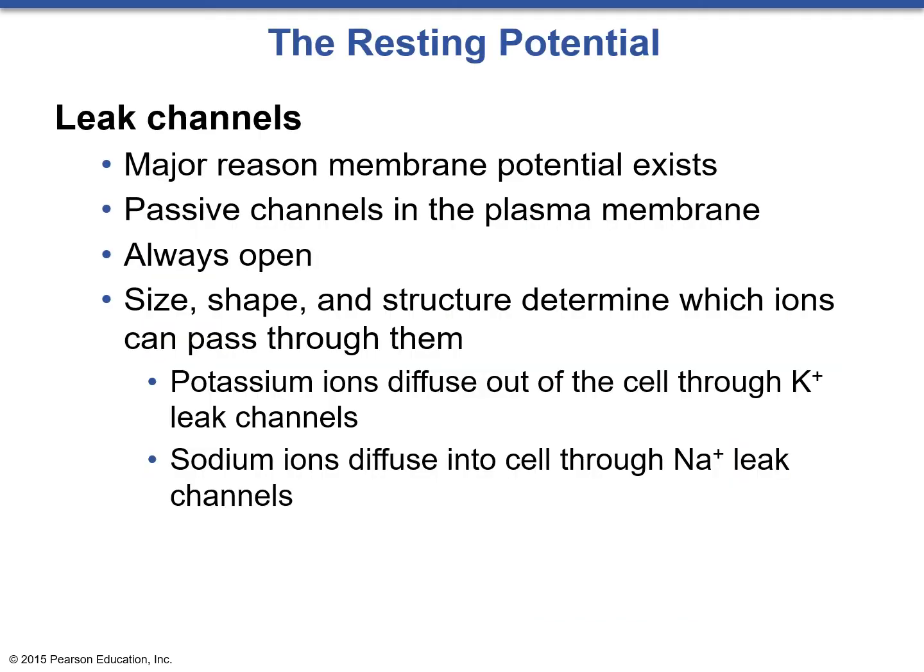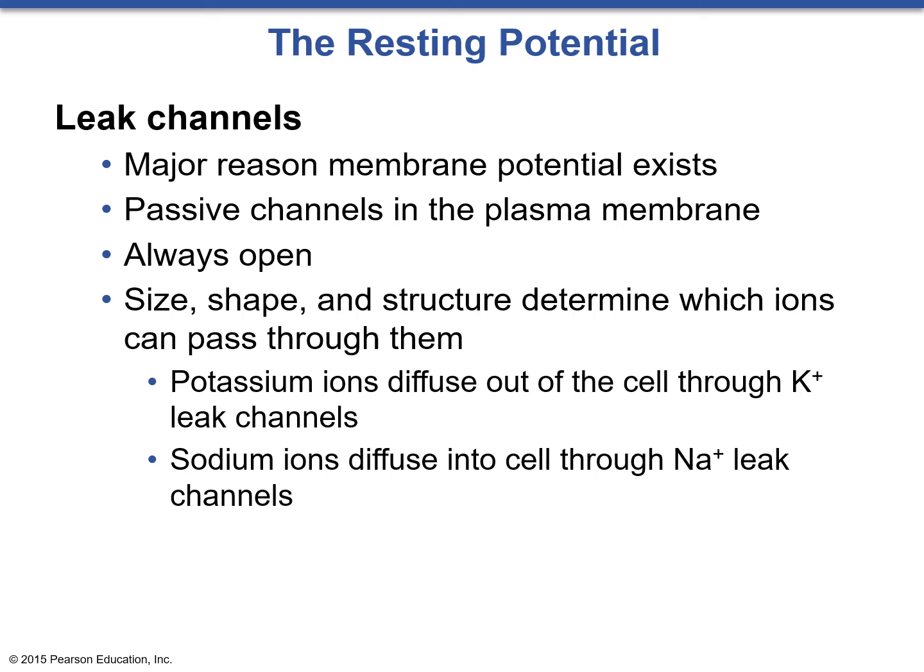So what is the resting membrane potential of a typical cell? Well, it's actually negative 70 millivolts. Now, what accounts for this negative 70 millivolts? Because that seems very negative. Well, the reason it exists is because of a structure called a leak channel. These are passive channels that are in the plasma membrane that are always open. The size, shape, and structure determine which ions can pass through them. Potassium ions are going to diffuse through potassium leak channels, and sodium ions diffuse through sodium leak channels.